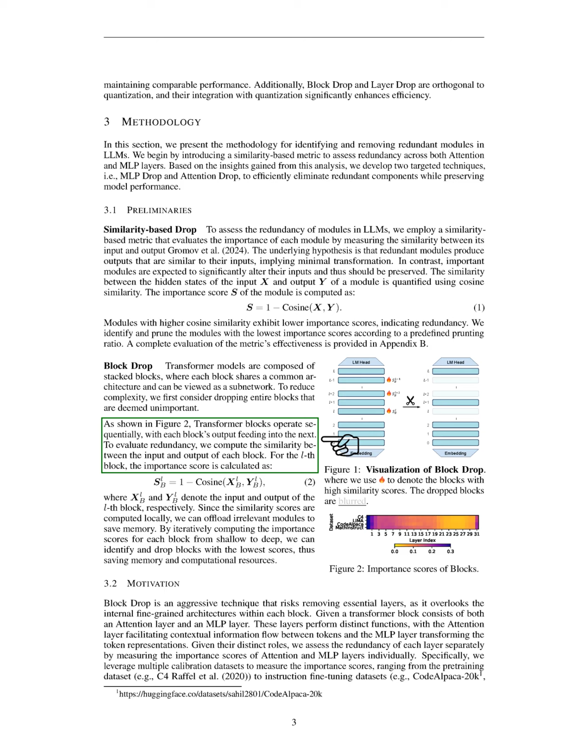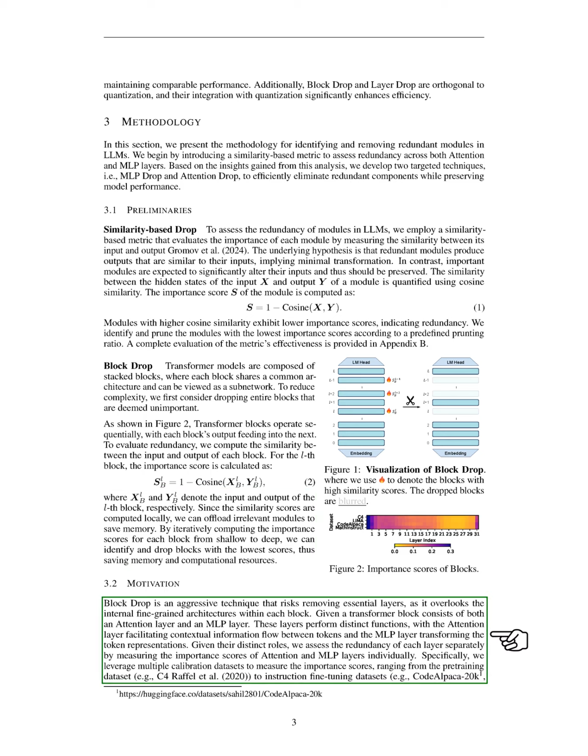For each block, we compute an importance score based on its input and output. By evaluating these scores from the shallowest to the deepest blocks, we can identify and remove those with the lowest scores, thus saving memory and computational resources. However, we recognize that block drop can be too aggressive, potentially removing essential layers since it does not consider the detailed architecture within each block.